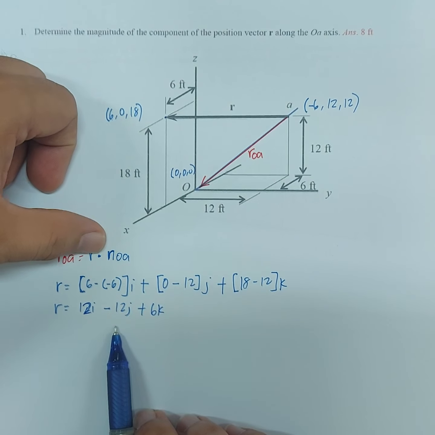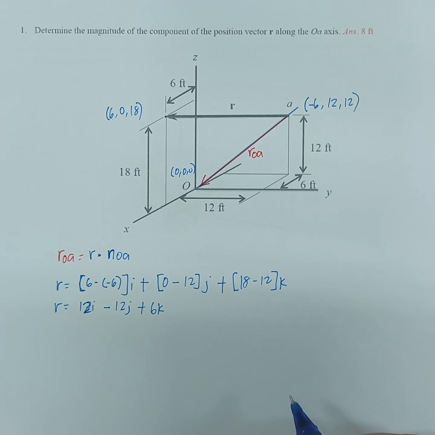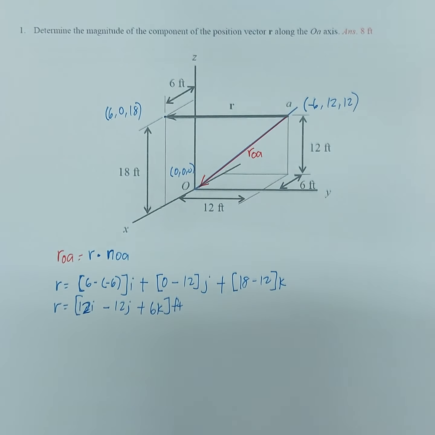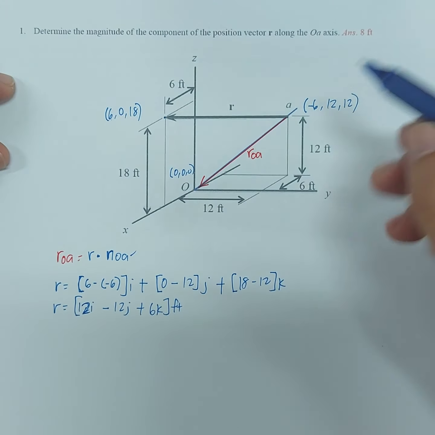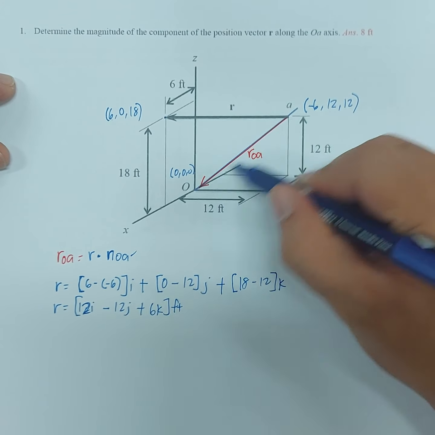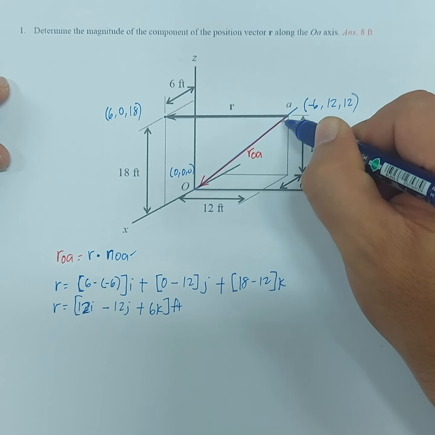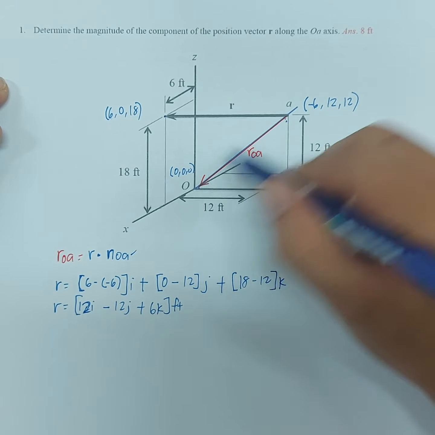So okay, we've solved the first item. That is our position vector, and all of this, of course, is in feet. So that is a distance with direction, a directed distance. Next, let's get the unit vector along axis OA. Since we projected that the direction of the component along OA is like this, this is our head and this is our tail.